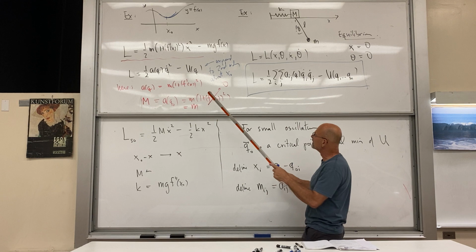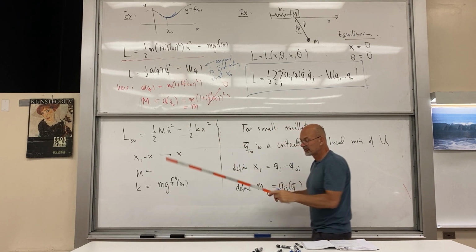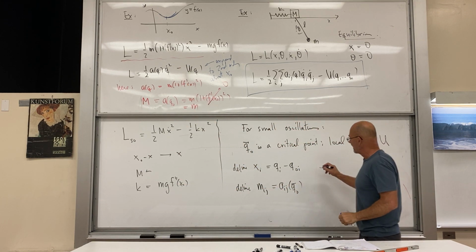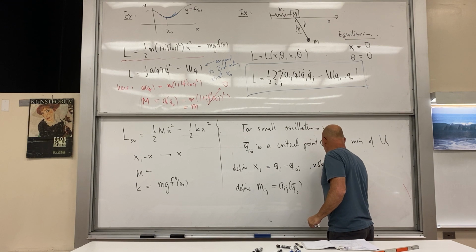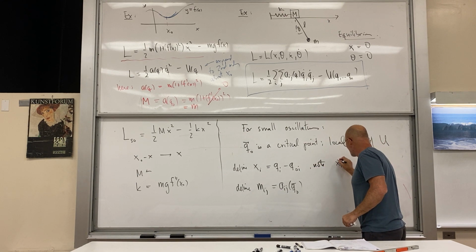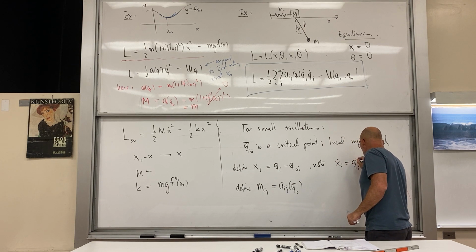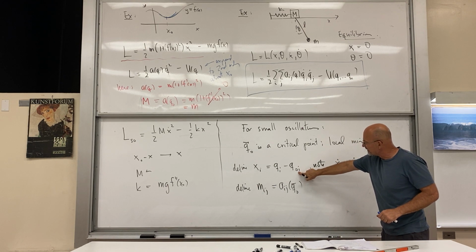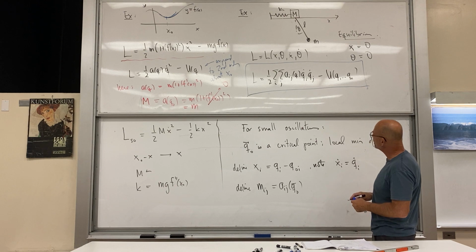Really an n variable, what we did right up there. And actually we should note for this, x i dot is equal to q i dot because that's a constant. Okay, so x i dot is equal to q i dot.